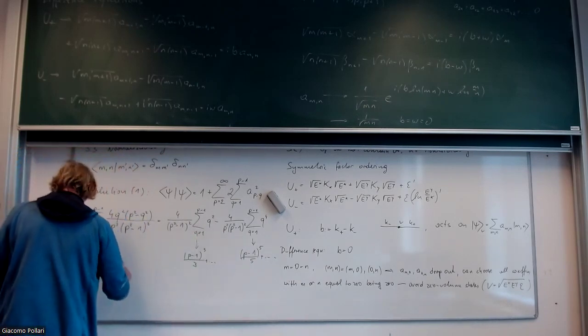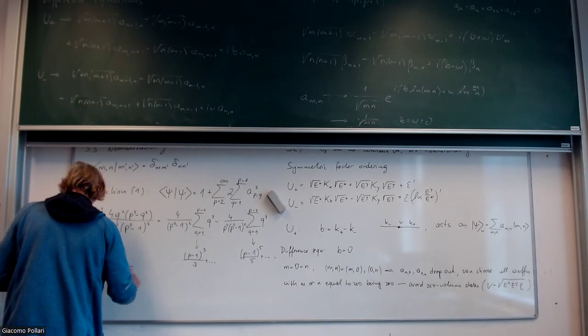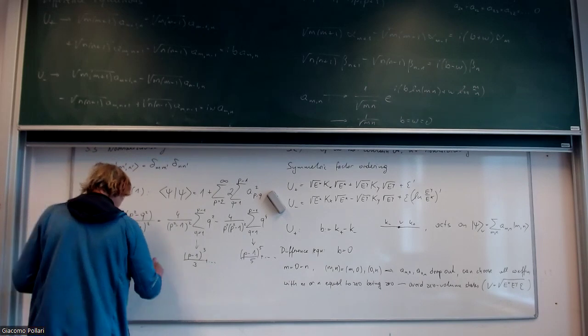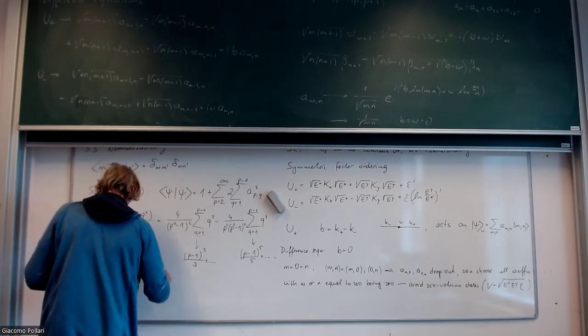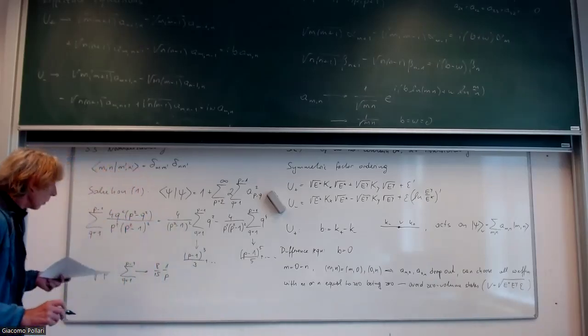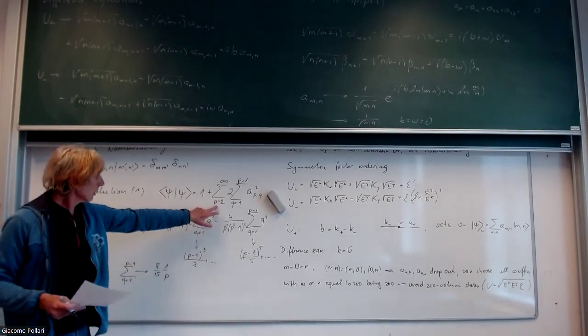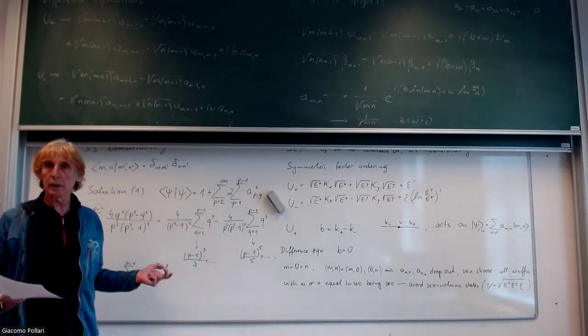So for large p, the sum over q going from 1 to p minus 1 goes to 8 over 15, 1 over p. So we have that. The sum over p converges only logarithmically.